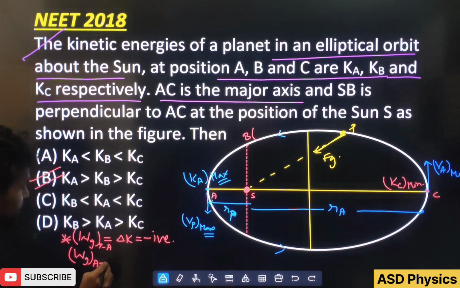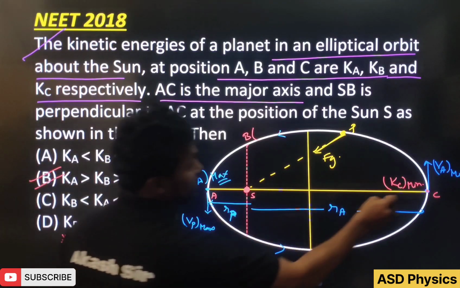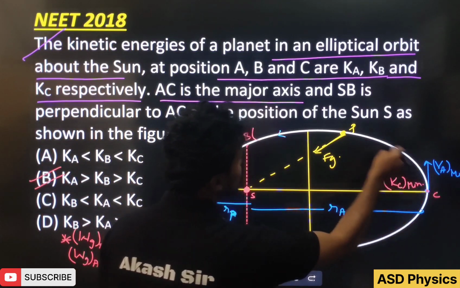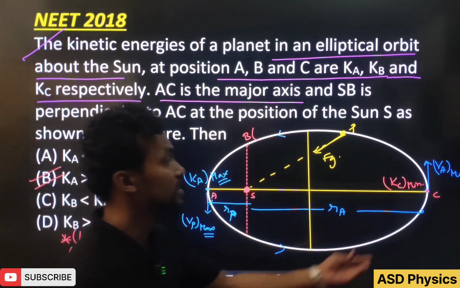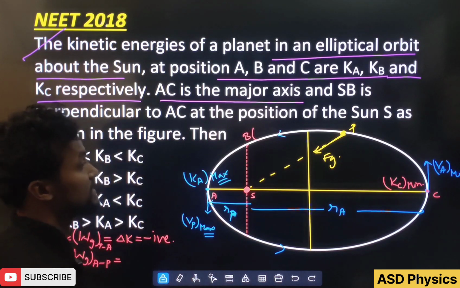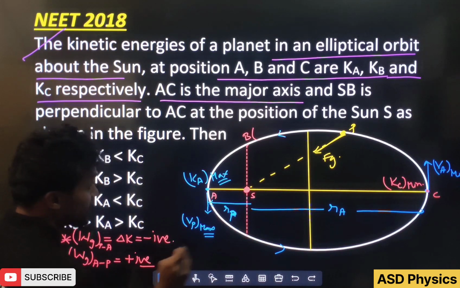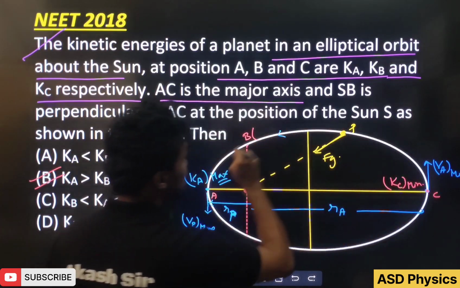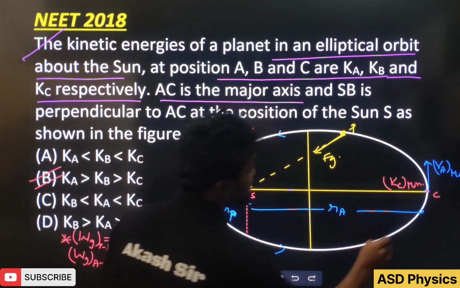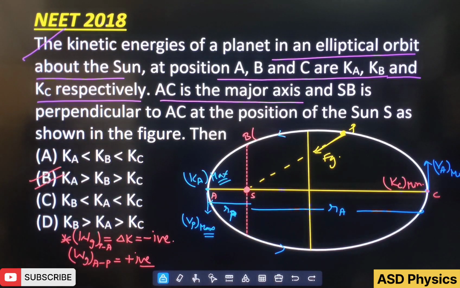If they ask aphelion to perihelion, what is happening here? The kinetic energy is increasing, minimum to maximum. That means the work done will be positive. When the kinetic energy is increasing, work done is positive. When the kinetic energy is decreasing, work done is negative. Please remember these basics, they will ask them in the exam directly.